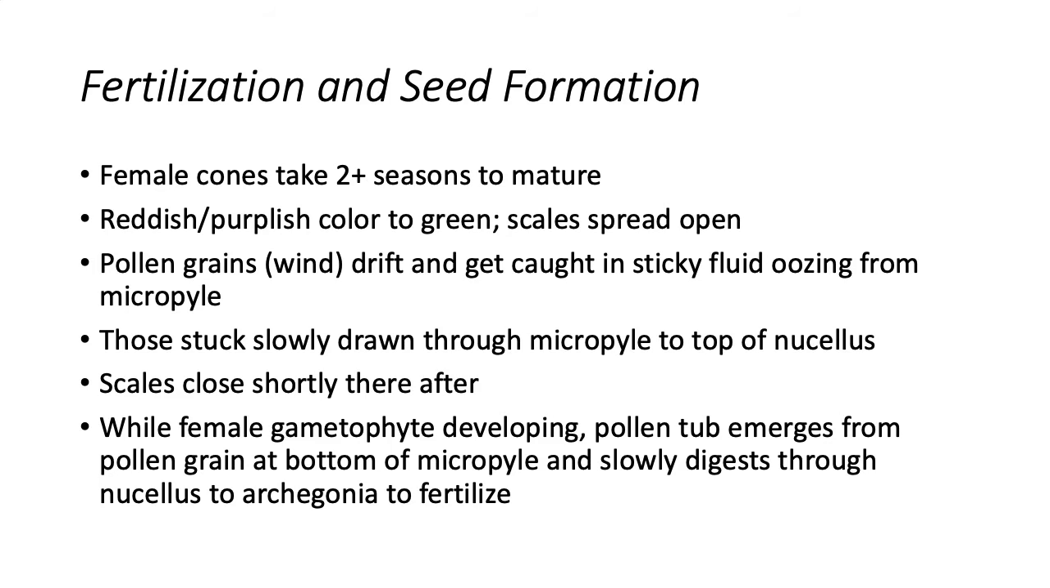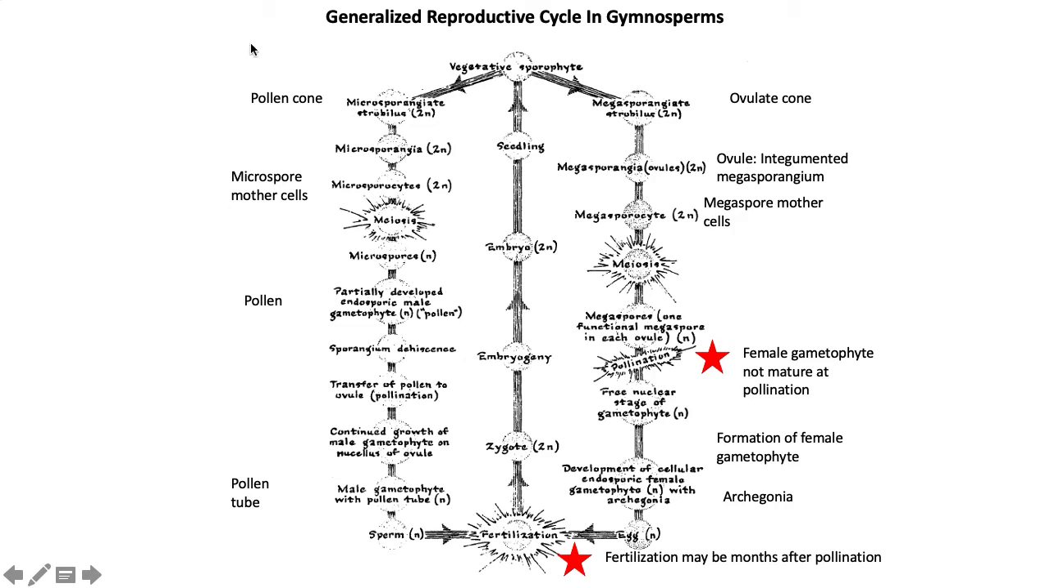So I'll show you a flow chart of this. One side is male and one side is female. Okay, so this is the male side and this is the female side. So we'll just recap male because that was the first thing. We have a pollen cone with the microspore mother cells that go through meiosis to produce the pollen, okay? And then they will be released and land on the micropyle and form a pollen tube.